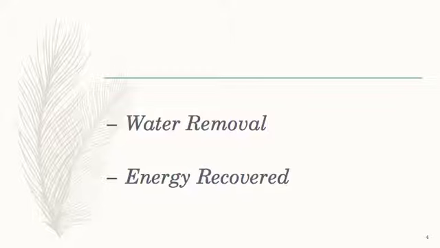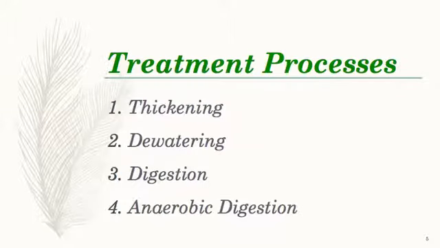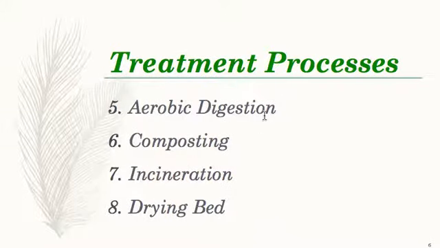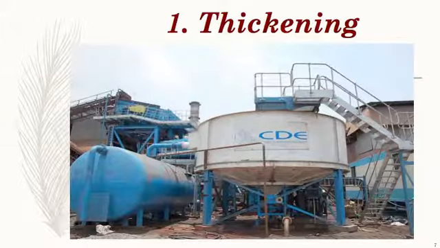So there are many treatment processes in order to treat sewage sludge, that may be thickening, dewatering, digestion, anaerobic digestion, aerobic digestion, composting, incineration, and the drying bed. So let's start with the first treatment process, which is called thickening. Thickening is often the first step in the sludge treatment process.